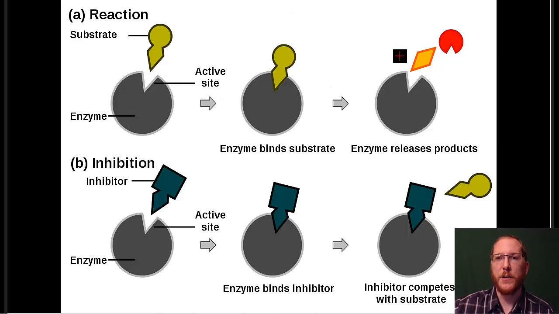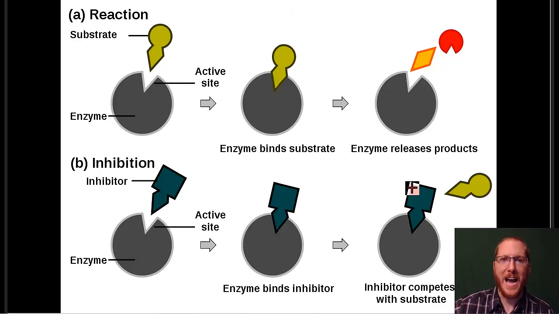And once it binds in there, it breaks this molecule into two pieces, a little Pac-Man looking circle and a diamond. Now if I put in this inhibitor, you can see it has a different shape, but it does have the same basic shape on the bottom that binds to the active site. So it will bind there and basically just stick and take up the space.